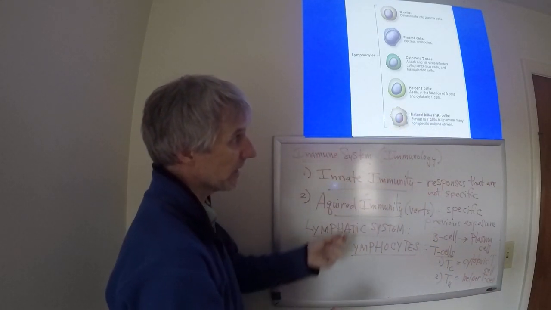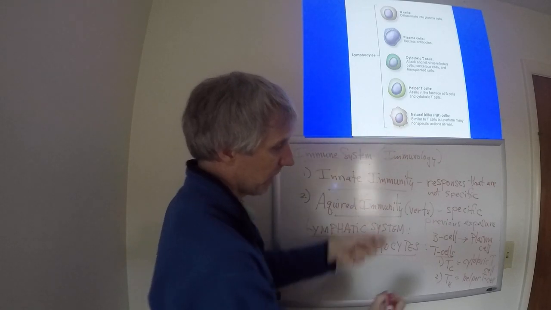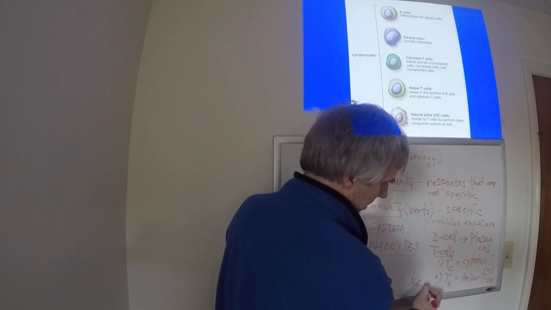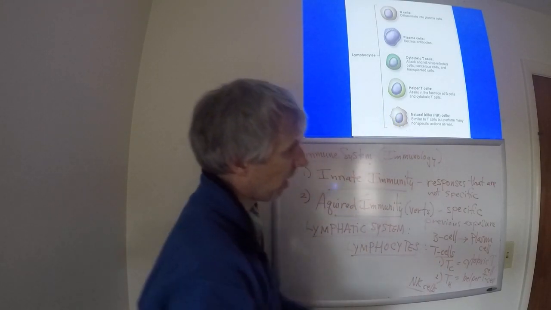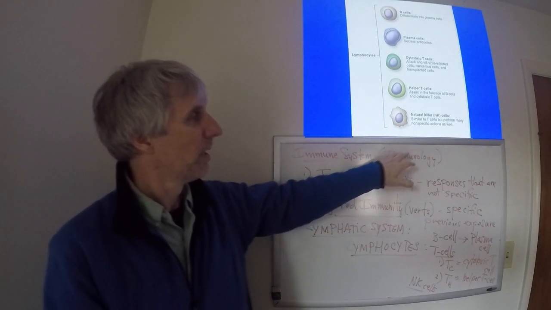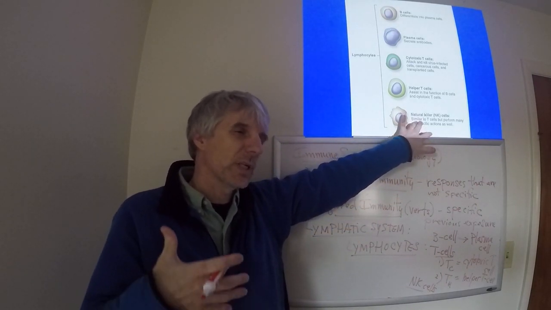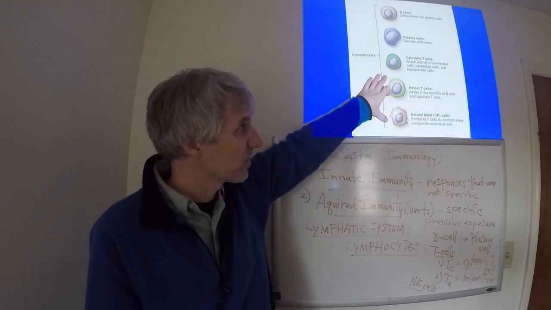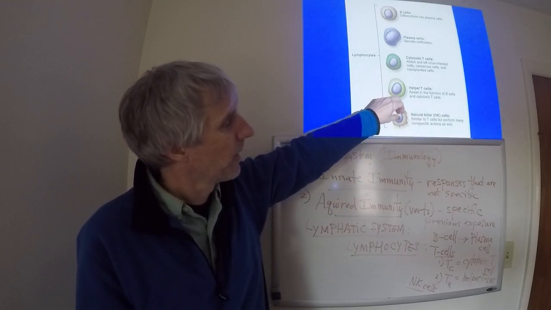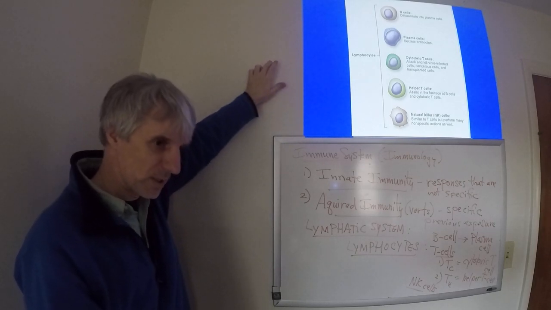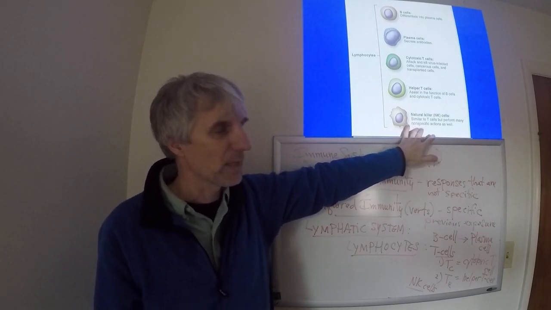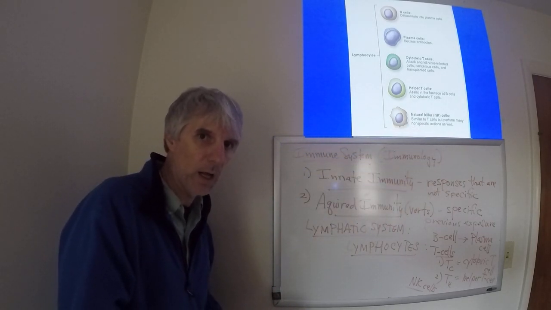And then finally, the natural killer cells that we talked about before. In this case, functioning in the acquired immune system, they're similar to T cells, but they're also leukocytes in that they have non-specific activity as well.